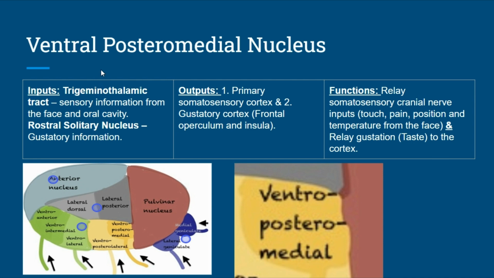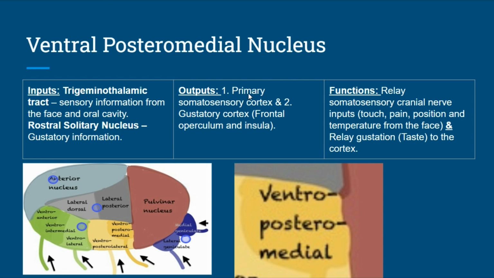The next one, we have the ventral posterior medial nucleus. Again, it has a trigeminothalamic tract, so it's getting the sensory information, you must say, from the face and oral cavity. And it has a rostral solitary nucleus, which is getting gustatory information. What is gustation? Gustation is basically taste. So it's getting that information from there. So whenever you taste your food, rest assured that the rostral solitary nucleus is involved in it. So this is the input that it's getting.